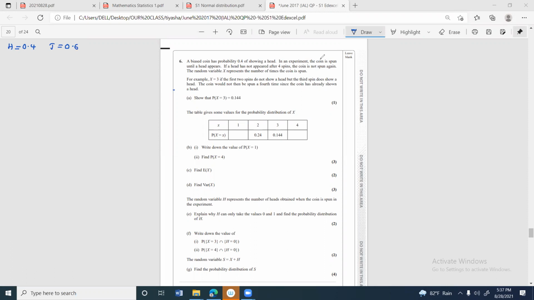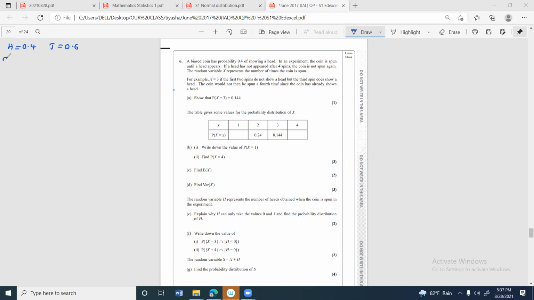In an experiment, the coin is spun until the head appears. If the head has not appeared after 4 spins, the coin is not spun again. The random variable X represents the number of times the coin is spun. For example, X equals 3 means the first 2 spins do not show the head, but the 3rd spin does show a head, so the coin would not be spun for the 4th time since it has already shown a head. Show that the probability of X equals 3 is this big.